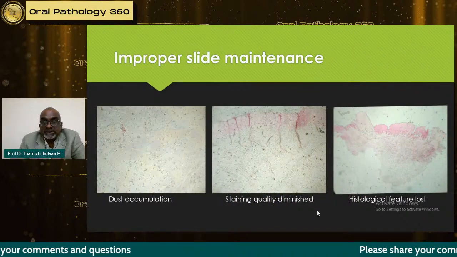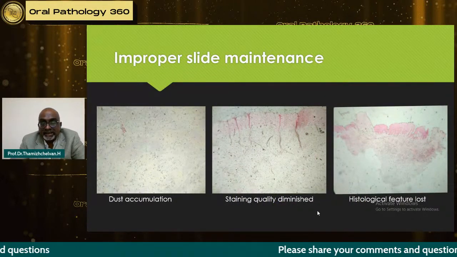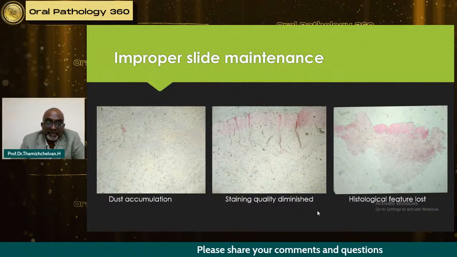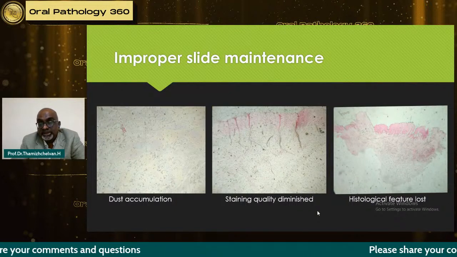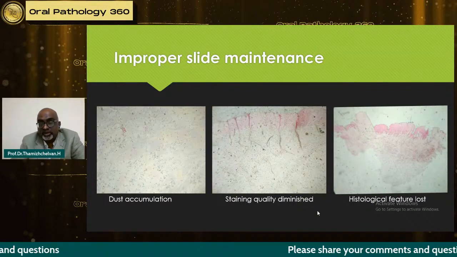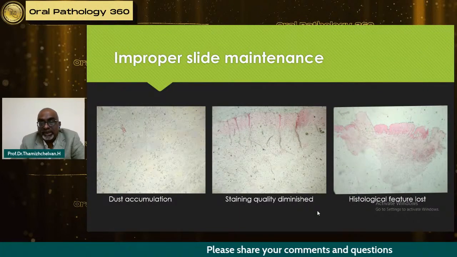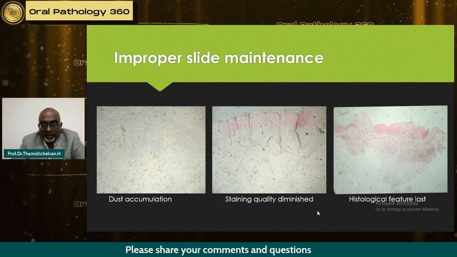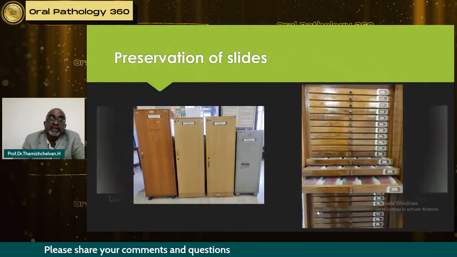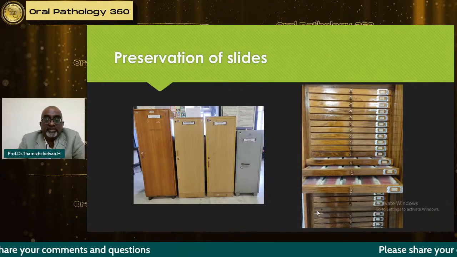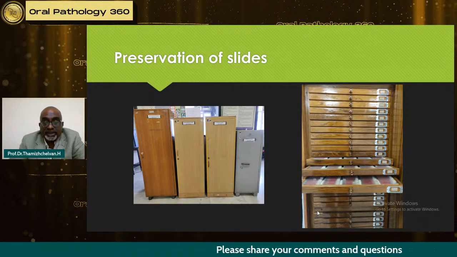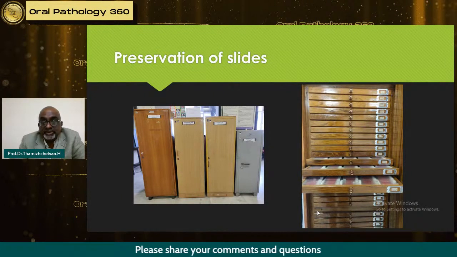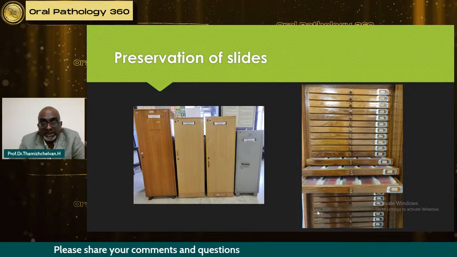Then comes improper slide maintenance. After reporting is done, the postgraduates do not take the slides from the laboratory. They will be lying for 3-4 days. You have dust accumulation, which affects staining, the quality diminishes, and the histopathological picture is lost. Yes, we can always restain, but this can be avoided with proper maintenance. How do I maintain it? I'm very sure the Dental Council has put pressure that we have to maintain these things. So nowadays, the preservation of slides is a very common phenomenon seen in day-to-day life.